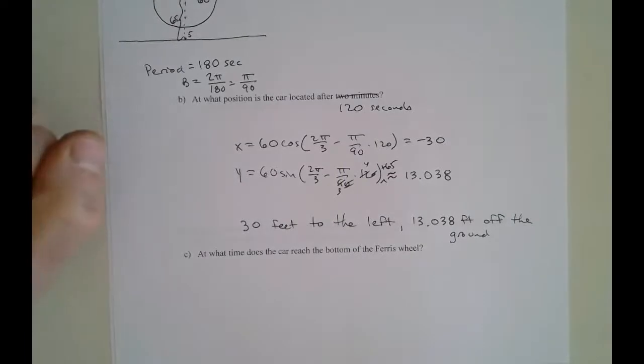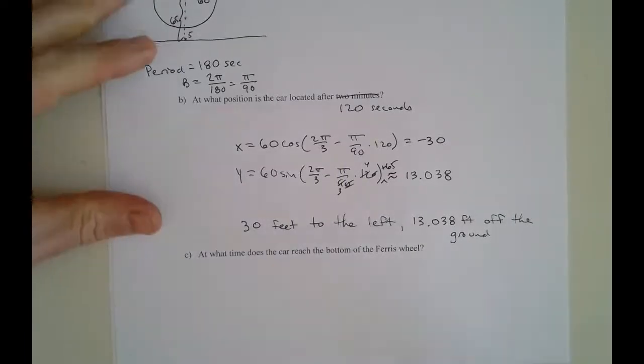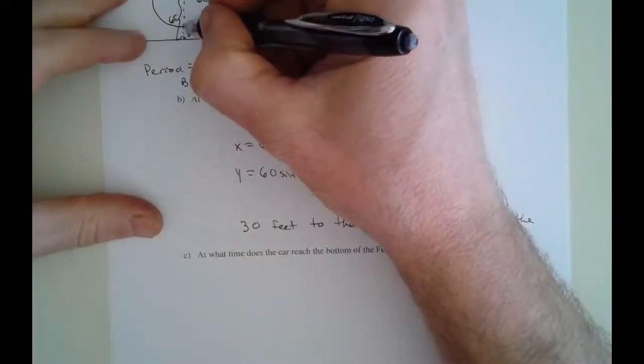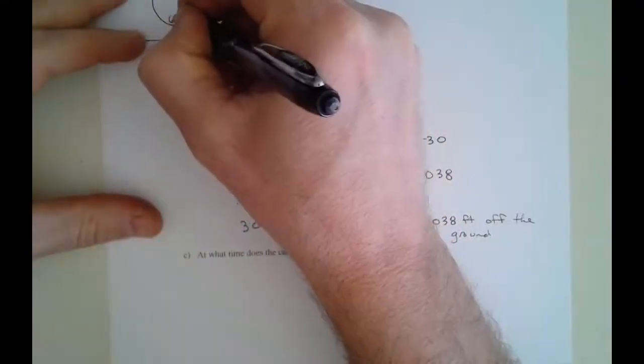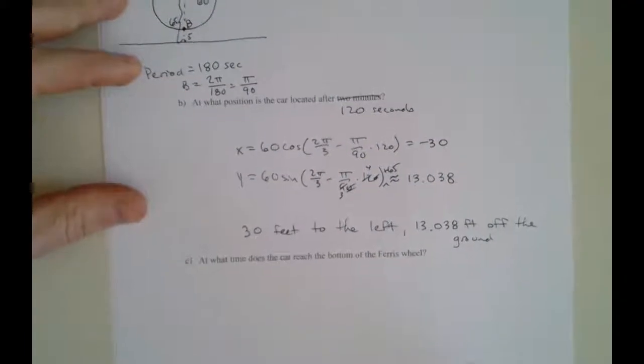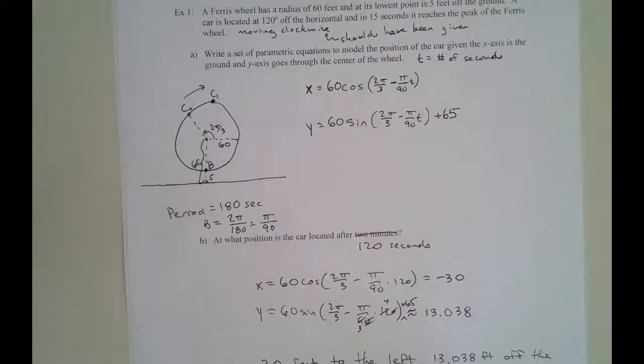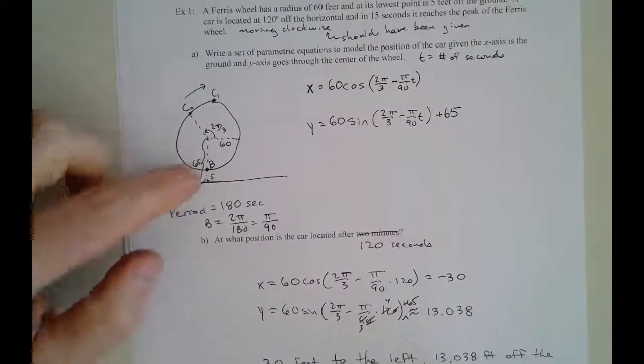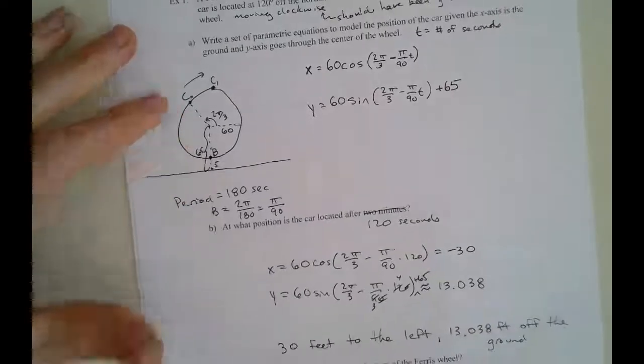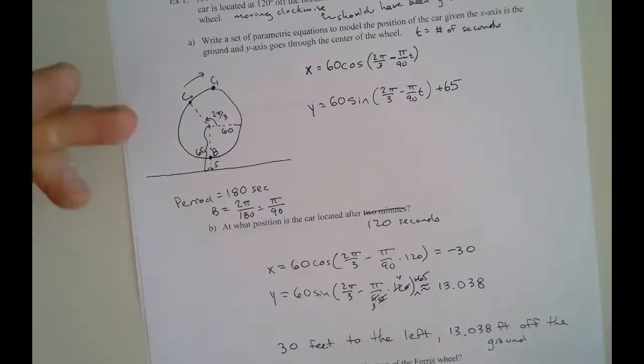Let's look at part C. At what time does the car reach the bottom of the Ferris wheel? Okay, so that's this location right here. That's our bottom. Oh, sorry, there's our bottom of the Ferris wheel right there. So we want to know when it's there. Okay, we know what our location is going to be.